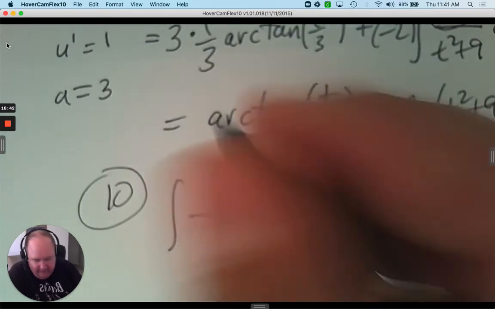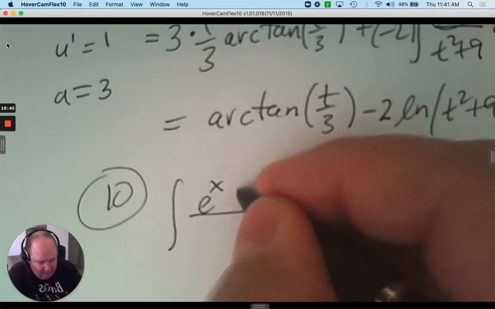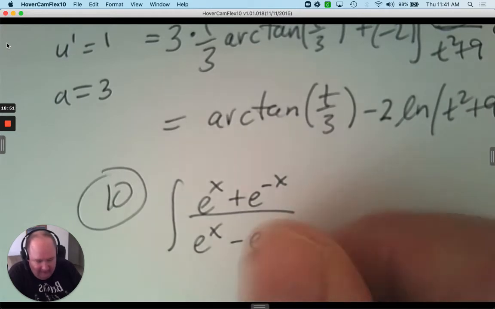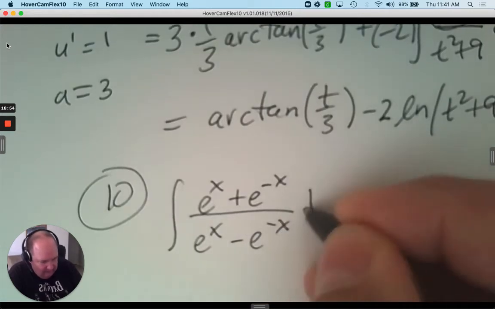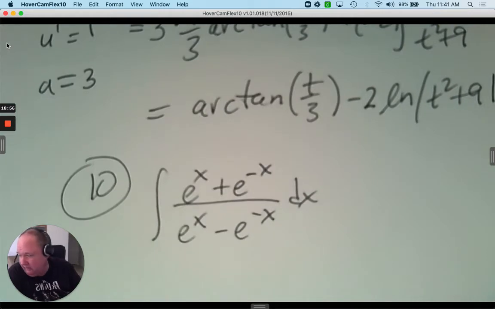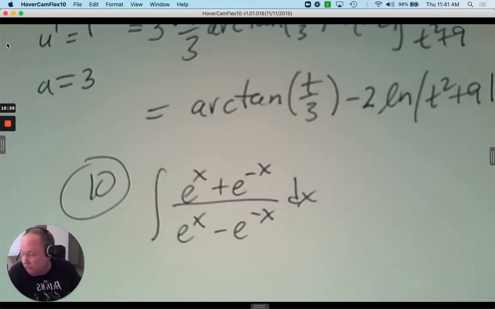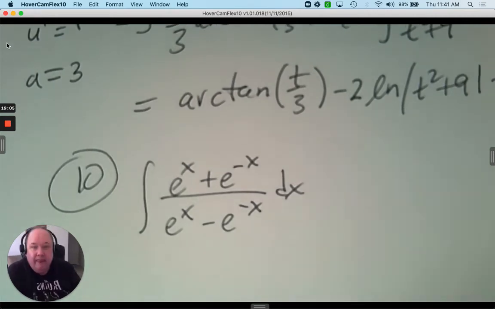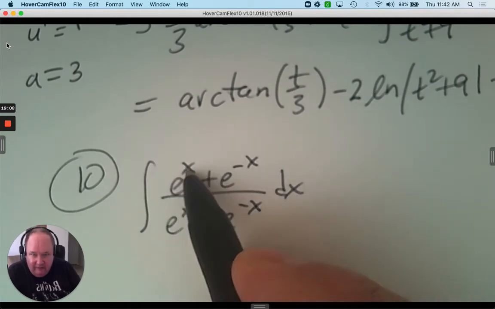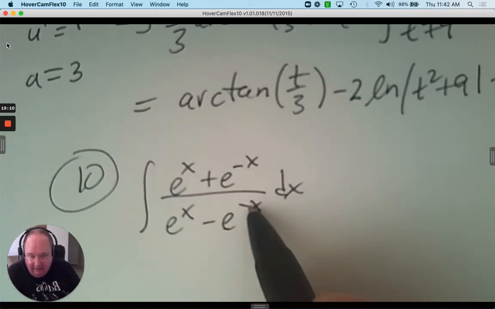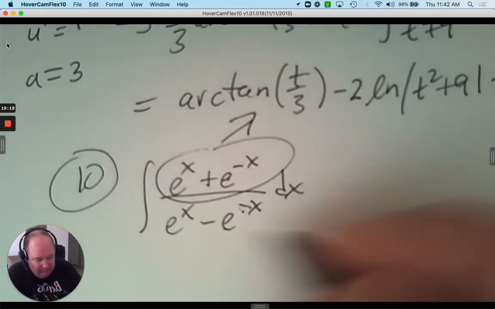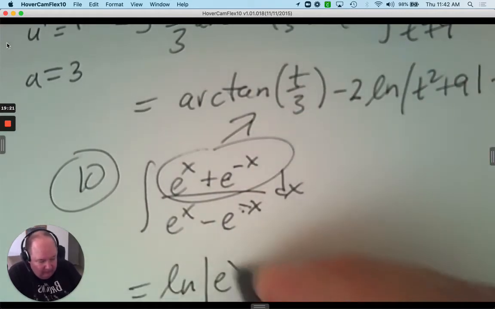We have e to the x, e to the negative x, e to the x minus e to the negative x. All right, I feel like if I write this calculus friendly, it's going to be helpful. Or if I just understand the derivative of the denominator. So the derivative of e to the x is e to the x. The derivative of e to the negative x is e to the negative x times negative 1. Well, the negative and the negative makes it positive. This is perfect. And it's done. This is the logarithm of the denominator.